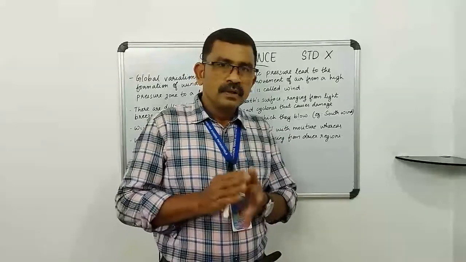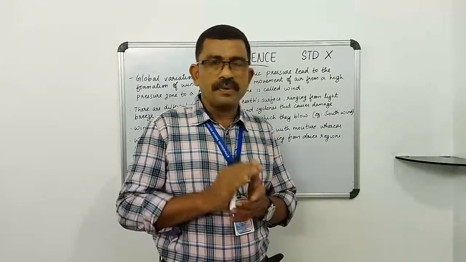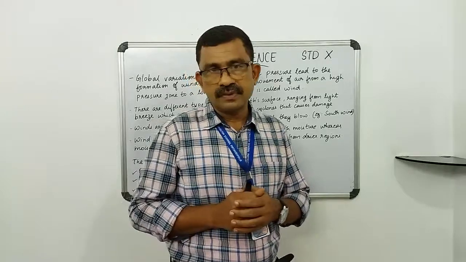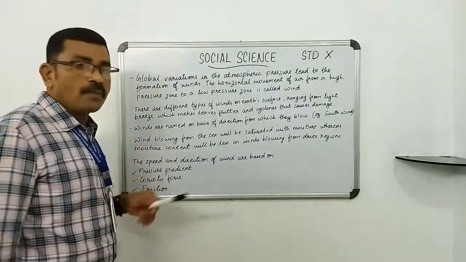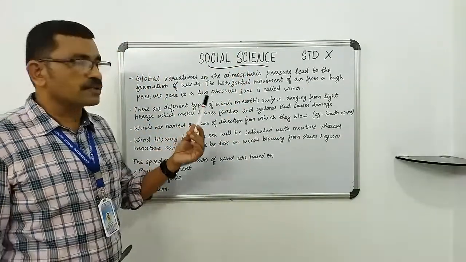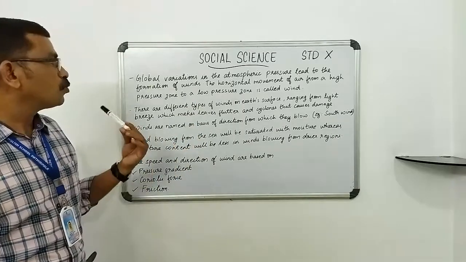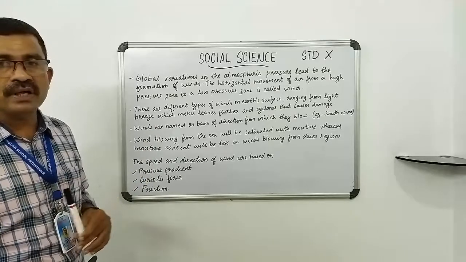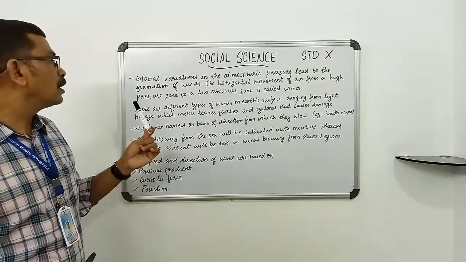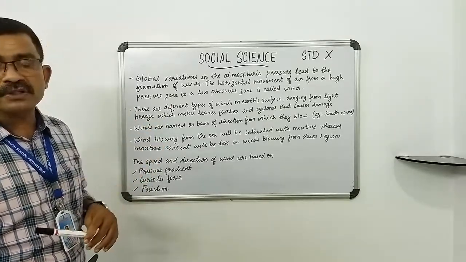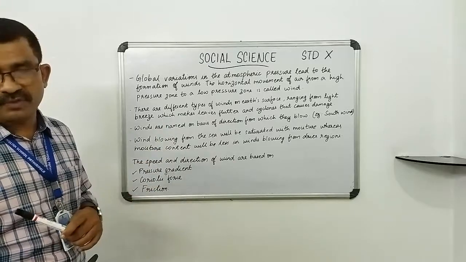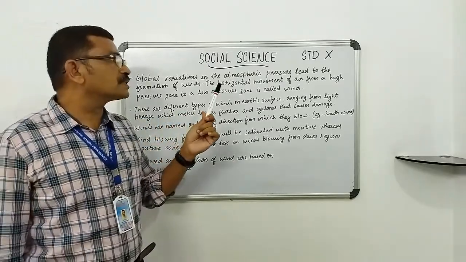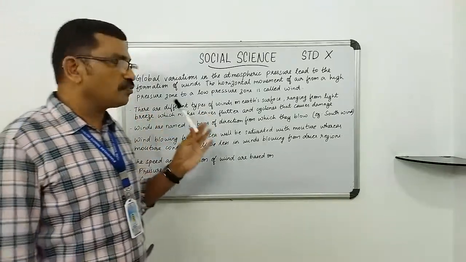Children, now let's move on to the next topic, atmospheric pressure and winds. See, global variations in the atmospheric pressure lead to the formation of wind. The horizontal movement of the air from a high pressure zone to a low pressure zone is called wind. Listen. Global variation in the atmospheric pressure leads to the formation of winds.